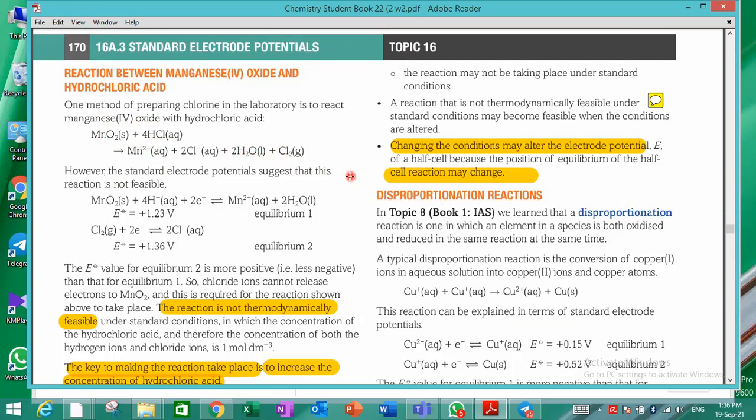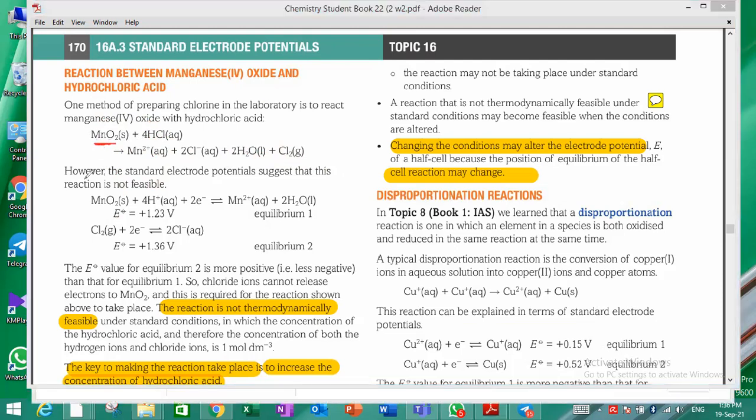So what are we going to do? We are going to see where the similar ions or similar species are. So here I have MnO2 with Mn 2 plus. Okay, and I have HCl with chlorine.